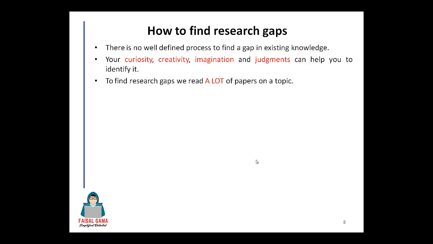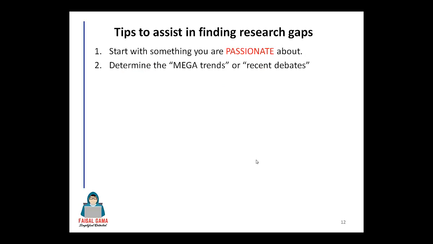The next tip is for us to determine what we call a mega trend or a recent debate. In every field, there are some recent phenomenal topics that researchers are working on, say Internet of Things, machine learning, artificial intelligence. So make sure that the topic we are looking for is within the mega trends. There are some ways that we can identify some of these mega trends.